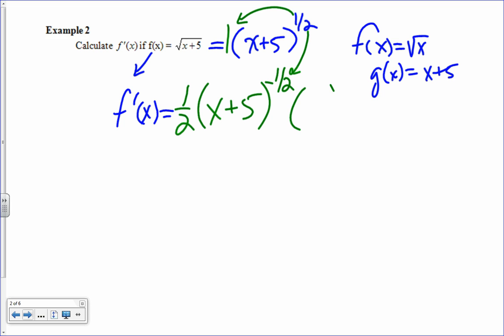And then times the derivative of the inside, or g of x, which is 1. Now you may wonder, why do you always, I always actually write that there, because then if I look back at my problem, I notice, oh yeah, I did take the derivative of the inside. So you don't think, oh, I forgot, and then do the problem all over. Right? So we can clean this one up a little bit, make it look a little neater.